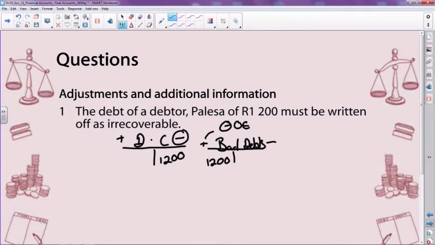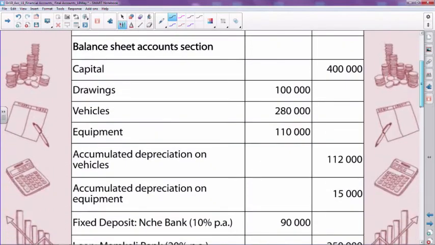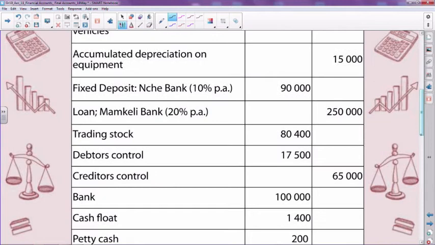Now, how do I record it in your pre-adjustment trial balance? And I did set one up for you. Now let's go to debtors. What you need to go and do, remember, debtors go down on the credit, so you can go here or here, but I'm going to do it here.